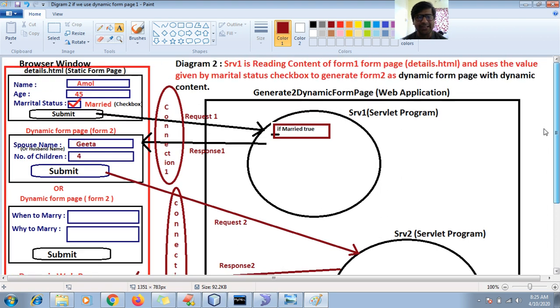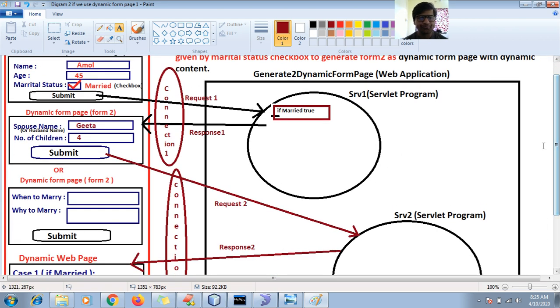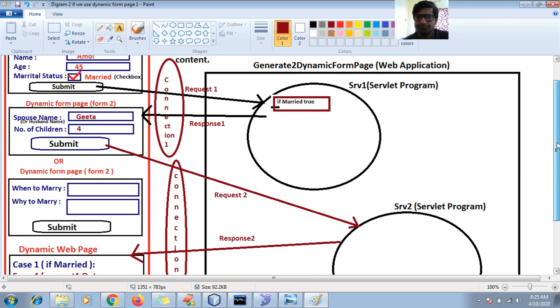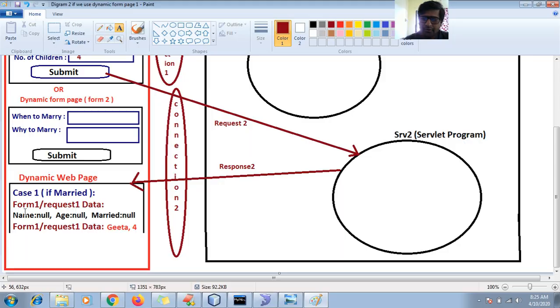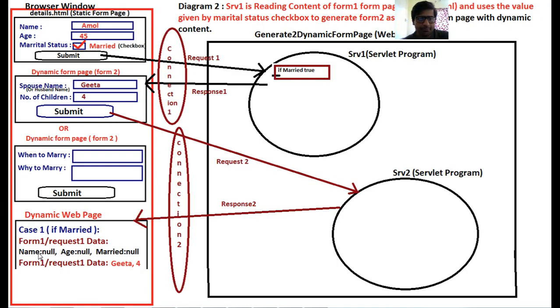The second case is also there, guys. So this is connection 1 and this is connection 2. Just observe why the name is null, age is null, and married is null. Why? Because in connection 1 you will find request 1 and response 1, right? In connection 2 you will find request 2 and response 2.